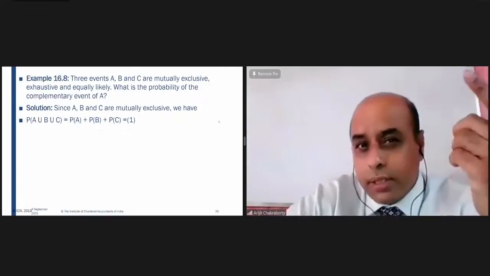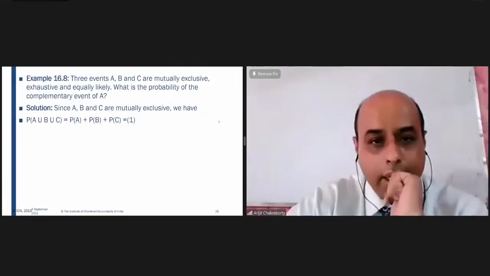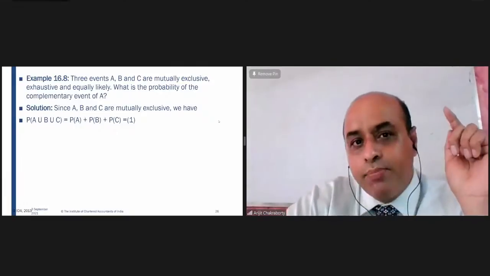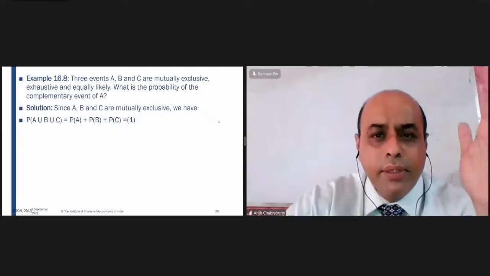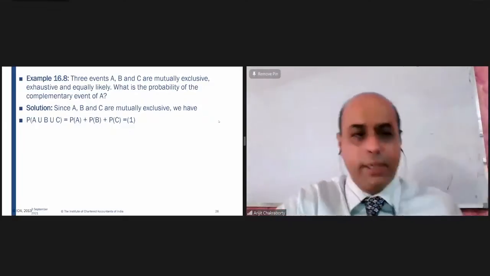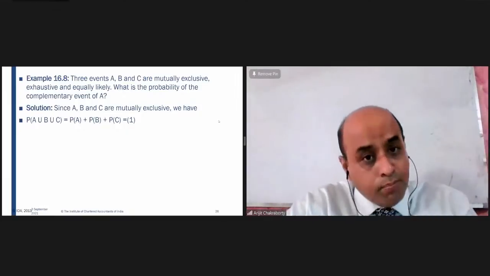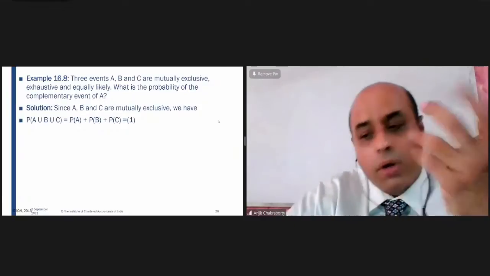So you have to be intelligent and you have to understand the concept of mutually exclusive, exhaustive, and equally likely. The beautiful question says A, B, and C are mutually exclusive, exhaustive, and equally likely. They have given all the hints in the first sentence. The institute is asking you, what is the probability of the complementary event of A? Now, what is a complementary event?